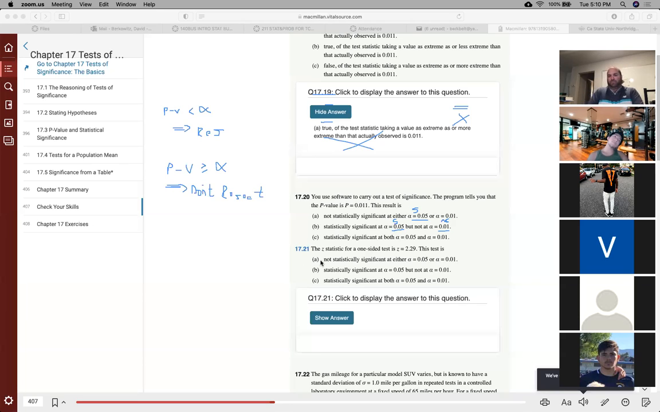All right, last one for now. Number 20, well, for this section, number 27. The Z-statistic for a one-sided test is Z equals 2.29. This test is A, not statistically significant at either alpha equals 0.05 or alpha equals 0.01, or B or C. So think about this one. You might even need to do a calculation for this one. In fact, you do, so I'll do it here.